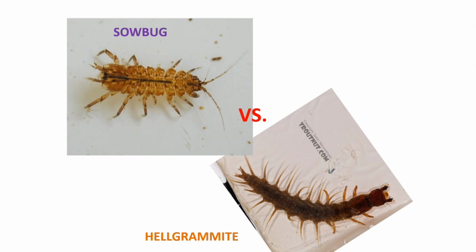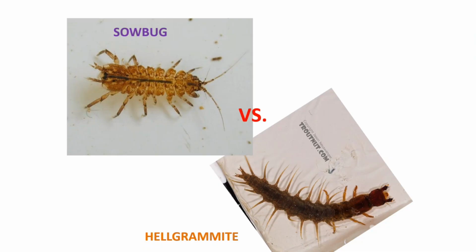Yes. So on the left, indeed, we do have a sow bug, flattened from top to bottom. We do have 7 pairs of legs, this enlarged final abdominal segment, very long antenna. On the right-hand side, we do indeed have a Dobson fly larva or Hellgrammite, however you prefer to say it.